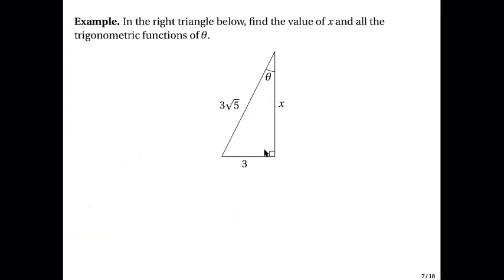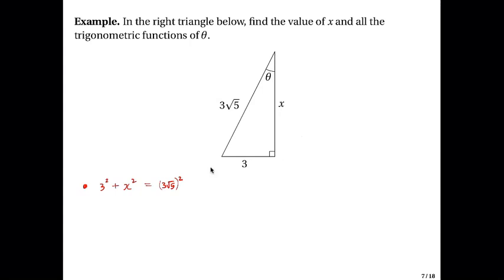So again, for the value of x, this is 3 squared plus the other leg here. So we have x squared. This is equal to 3 square root of 5 quantity squared. So 3 square root of 5, that's your hypotenuse in here.